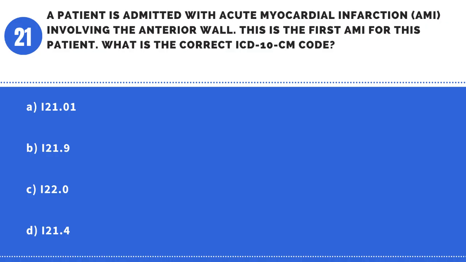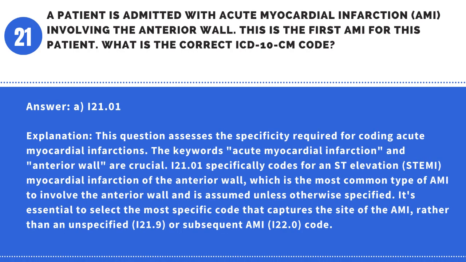Question 21. A patient is admitted with acute myocardial infarction, MI, involving the anterior wall. This is the first AMI for this patient. What is the correct ICD-10-CM code? A. I21.01. B. I21.9. C. I22.0. D. I21.4. Answer: A. I21.01. This question assesses the specificity required for coding acute myocardial infarctions.